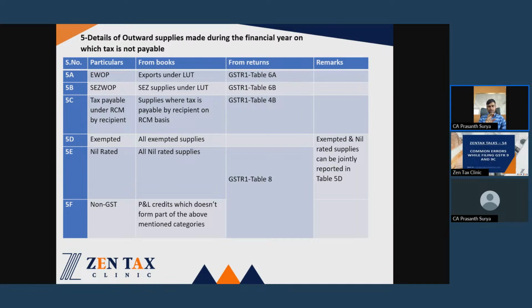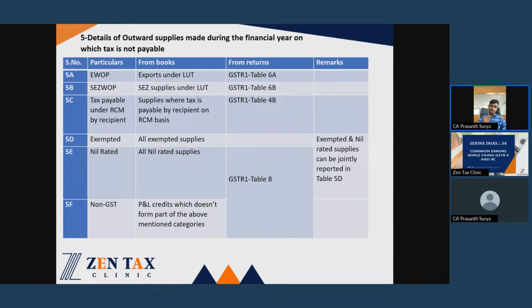So if you are reporting any exempted or nil rated supplies here, except for two things. One thing is if you are getting any bank interest, then common credit reversal is not required. And if you are selling duty credit slips, export benefit, the duty credit slips, in that scenario also common credit reversal is not required. In all other scenarios, you please be mindful of the fact that if you are reporting here, you should make a common credit reversal under Rule 42 or Rule 43.